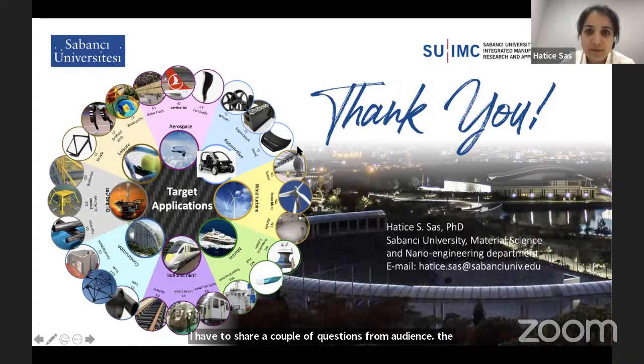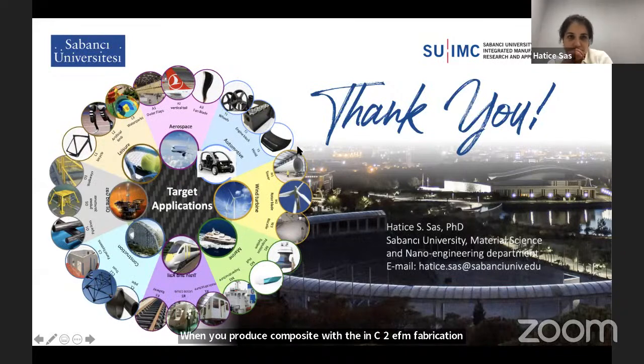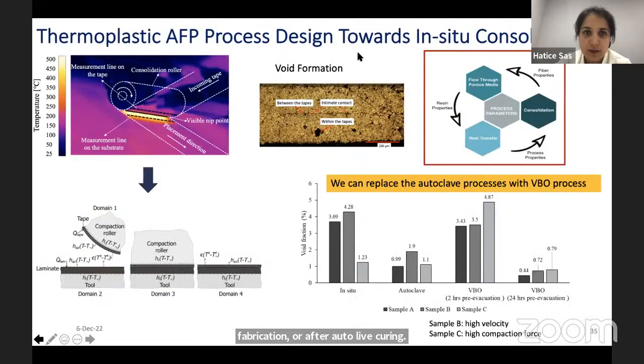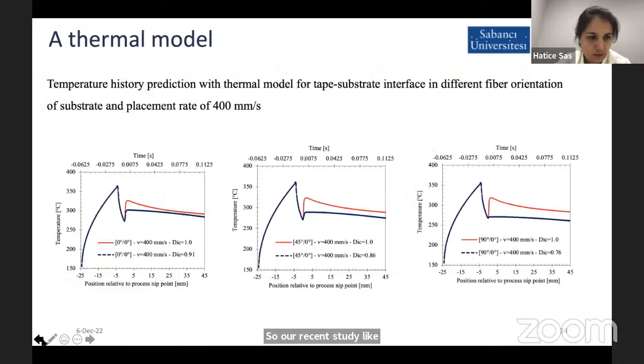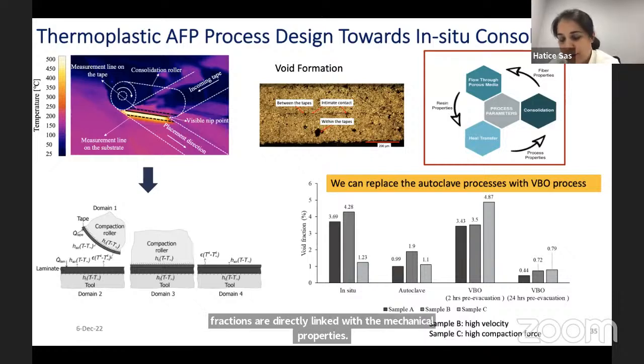The first question is, do you see any difference in the mechanical properties when you produce composite with in situ AFP fabrication or after autoclave curing? So our recent study, this one is about void fraction. Yes, those void fractions are directly linked with the mechanical properties. So if you have a lower void fraction, you are going to have a better performance.